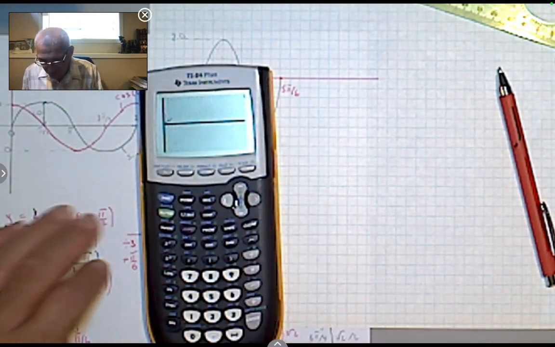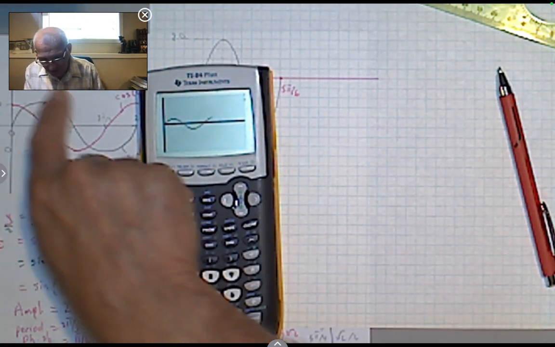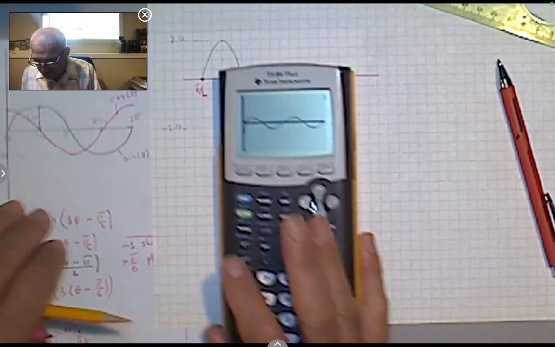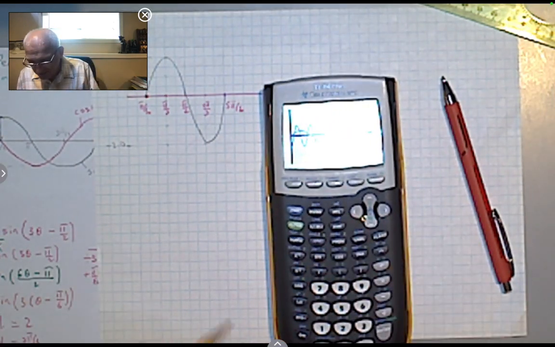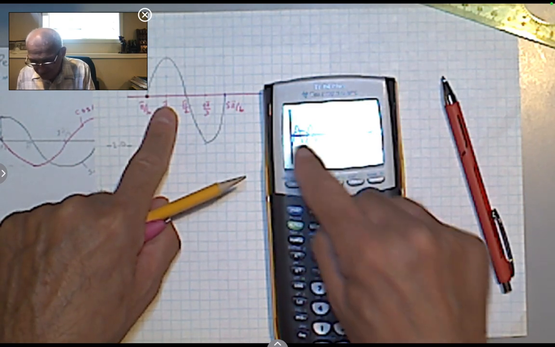Okay, let's graph. This is my original graph. That's the parent function. And this is this graph. You see, it's higher.